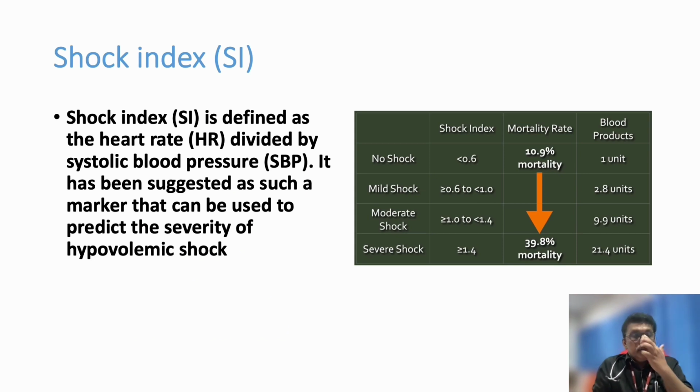Now there is an index called the shock index. You can see the mortality rate by this shock index in severe types of shock. It is defined as the heart rate divided by the systolic blood pressure. It has been suggested as a marker that can be used to predict the severity of hypovolemic shock. So with shock index, no shock is less than 0.6, mild shock 0.6 to 1, moderate shock 1 to 1.4, and severe shock more than 1.4. The mortality in severe shock is 39.8%, or about 40%.